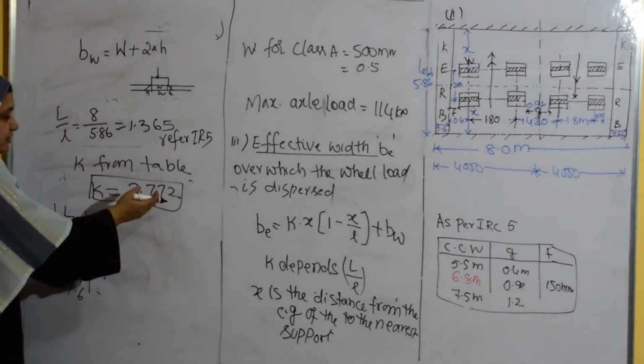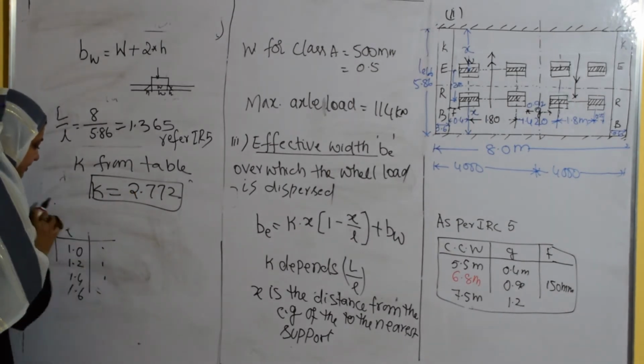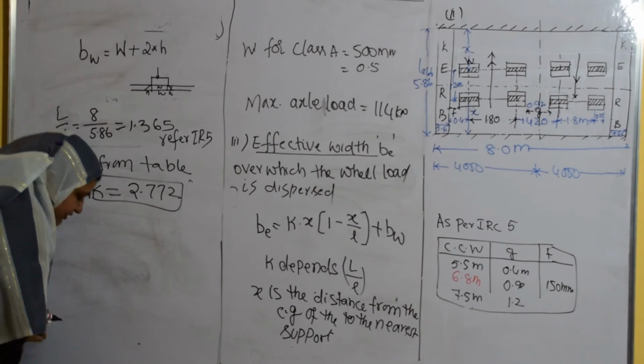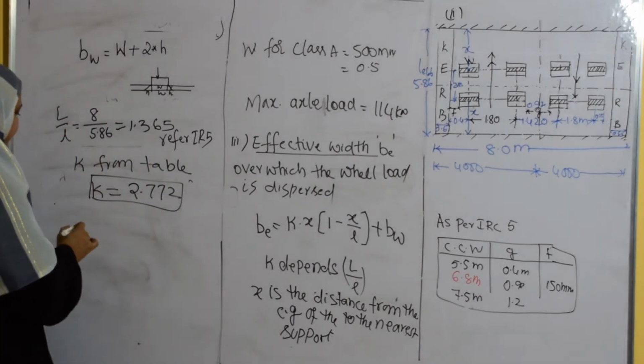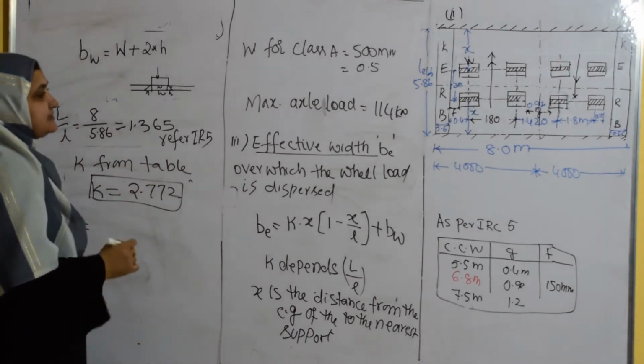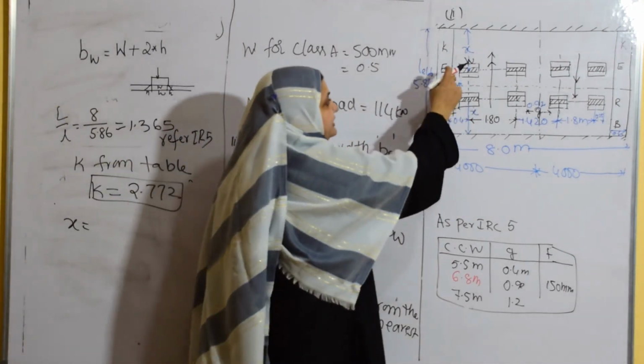So because it is 2.77, you can see 2.8 also. Okay, you can see 2.8. Fine. So like this we got. Now calculation of X. How much is X? X is very easy. Already I have shown you on the diagram.